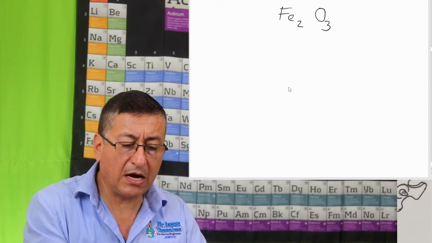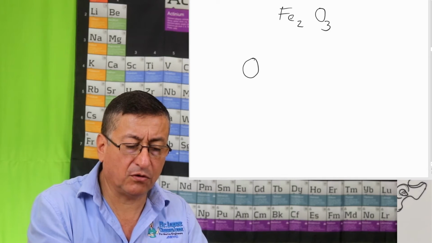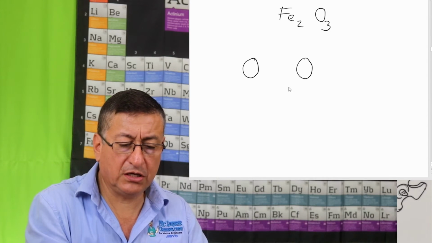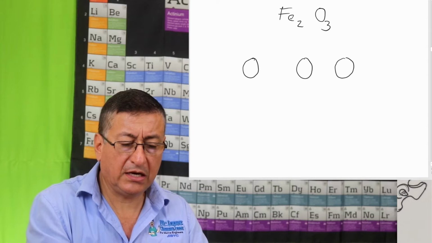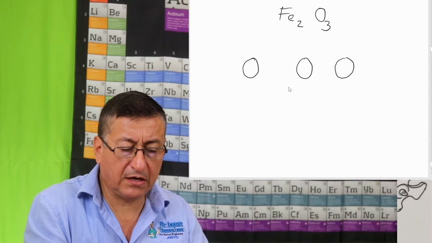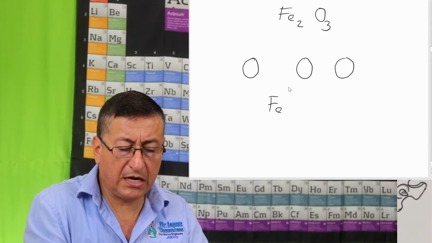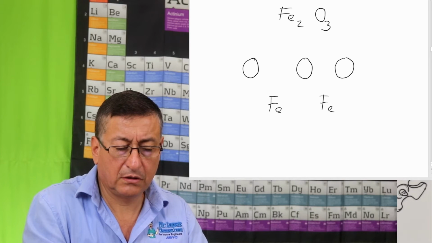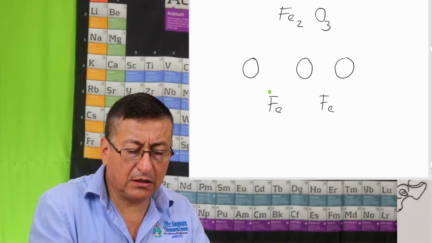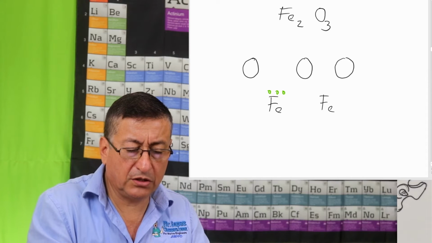Let me check what happens in this particular case. How is that formula? I have 3 oxygens, and I have 2 irons. And the iron has 3 electrons in the last orbit.